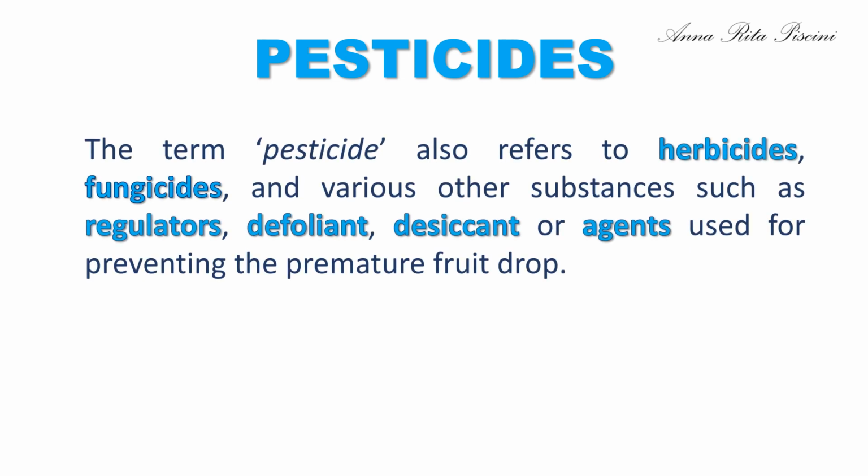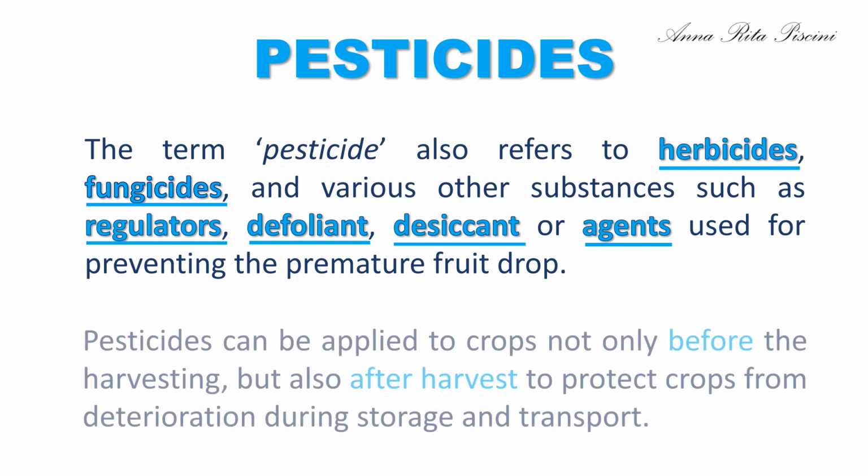The term pesticide also refers to herbicides, fungicides, and various other substances such as regulators, defoliant, desiccant, or agents used for preventing the premature fruit drop. Pesticides can be applied to crops not only before the harvesting, but also after harvest to protect crops from deterioration during storage and transport.